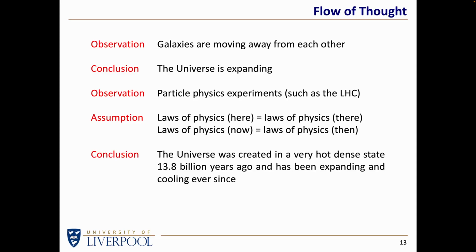If we do that, we come to the conclusion that the universe was created in a very hot, dense state 13.8 billion years ago, and ever since that time it has been expanding and cooling. So the big question is, when we look out into the universe and we see all of these galaxies and stars and planets and gas and dust, where did all that come from?